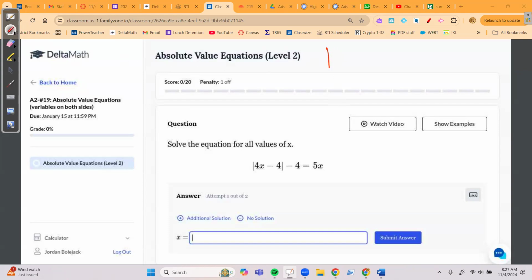Oh, that pen is too thin. 5x plus 4, is that what you said? Plus 4? Yeah, can't be doing stuff like that.